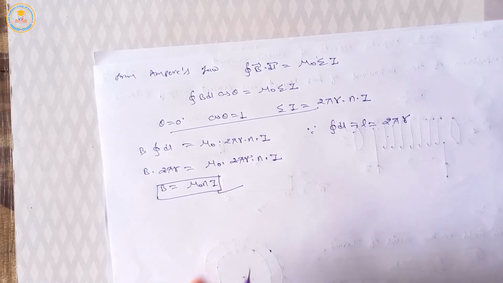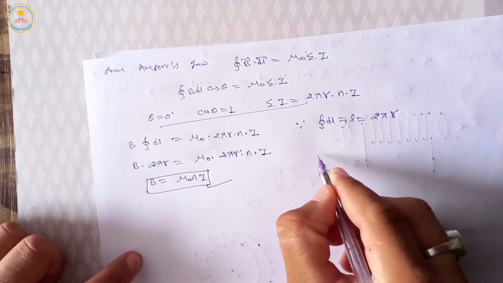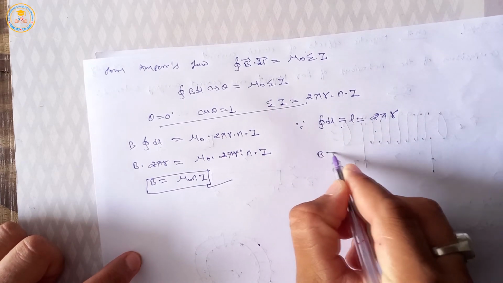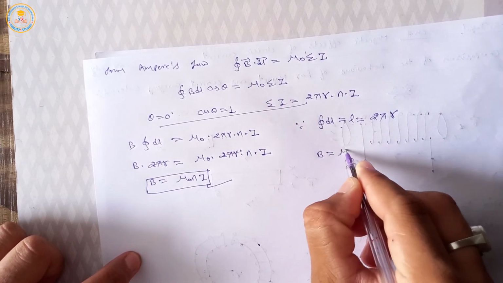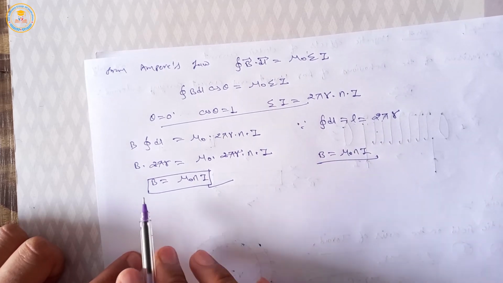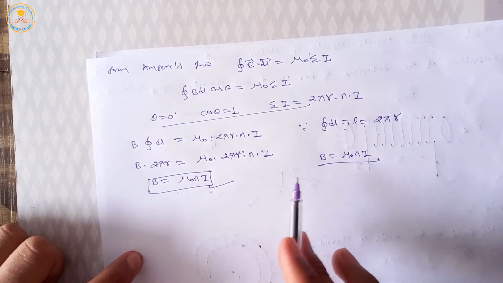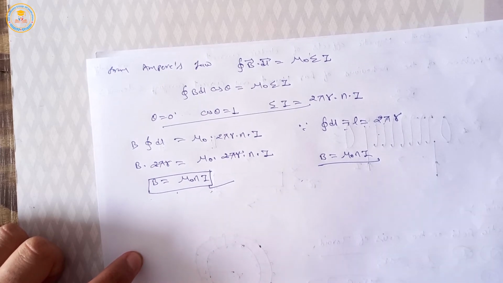And we can see that yesterday we found the magnetic field at the axis of a solenoid, which is equal to B is equal to mu naught n I. Here we can see that the magnetic field at the axis of the toroid and the solenoid are equal to each other.